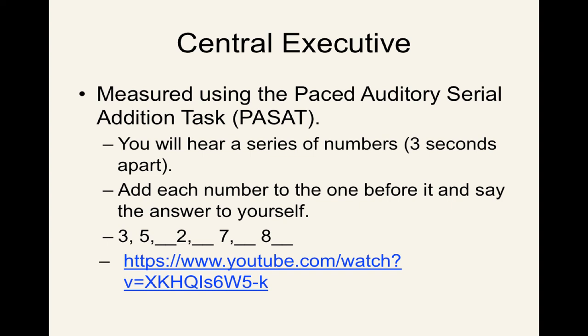You're going to hear a series of numbers. They're going to be 3 seconds apart, so just a series of numbers. All you do is you add each number to the one before it, and then you say the answer to yourself. Okay, so for example, if the first 2 digits are 3, 5, then you would tell yourself 8, because 3 plus 5 is 8. The next number then is going to be 2. And so what you do then is you add up 2 to 5, and you would tell yourself that the answer here is 7, for example. So that's how it works. And so you add up the 2 numbers and you say the answer to yourself.